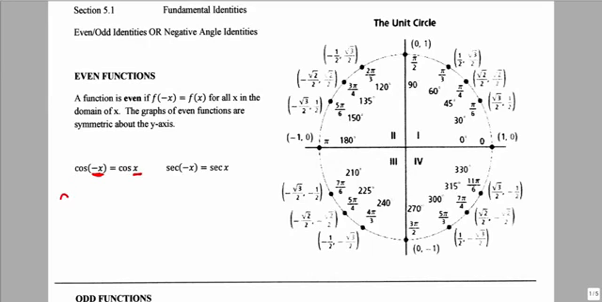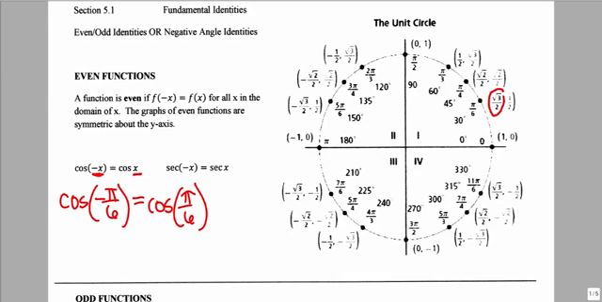So for example, if we were evaluating cosine of negative pi over 6, if it's an even function, this should be equal to cosine of positive pi over 6. So positive pi over 6, that cosine value would be right here. That would be positive square root of 3 over 2. And negative pi over 6 would actually be coterminal with 11 pi over 6, and that x value is also square root of 3 over 2.